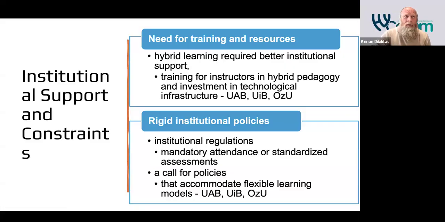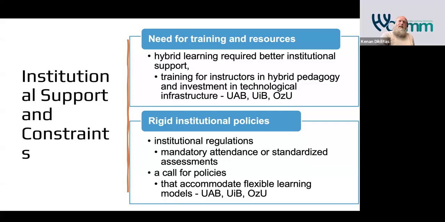And then some universities talk about institutional support and other constraints. One of them mentions that institutions should support hybrid and HyFlex learning environments much more, that the instructors need kind of training, and that the institution should invest in developing technological infrastructure. All universities mention these two: the training needs, and that resource development and resource use is key. And all universities also mentioned rigid institutional policies, like Spain, Norway, and Turkey.